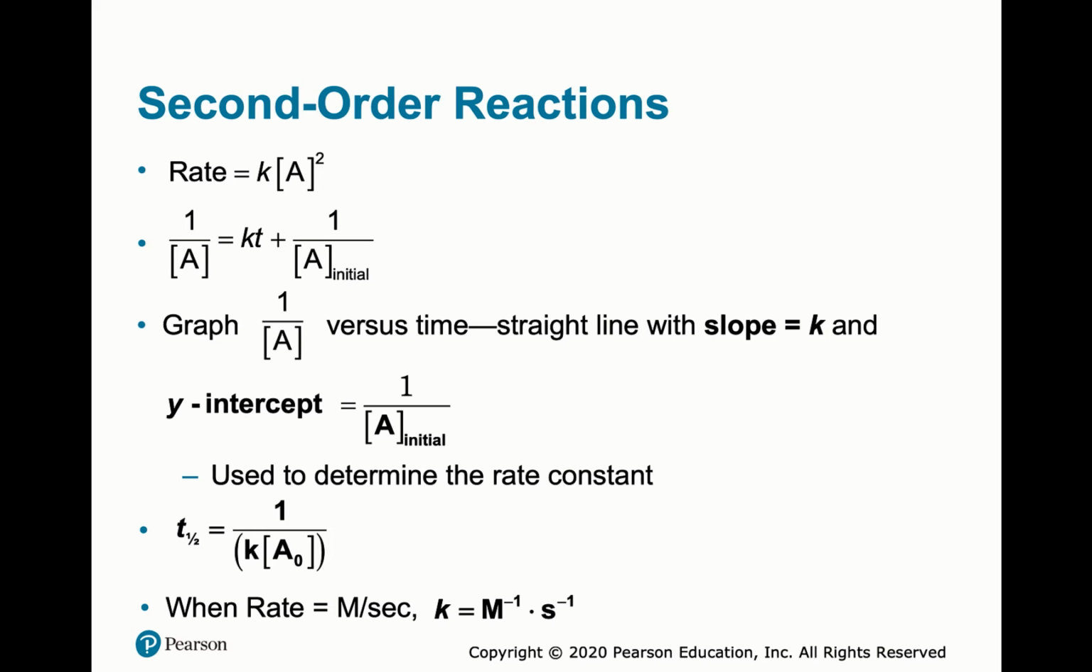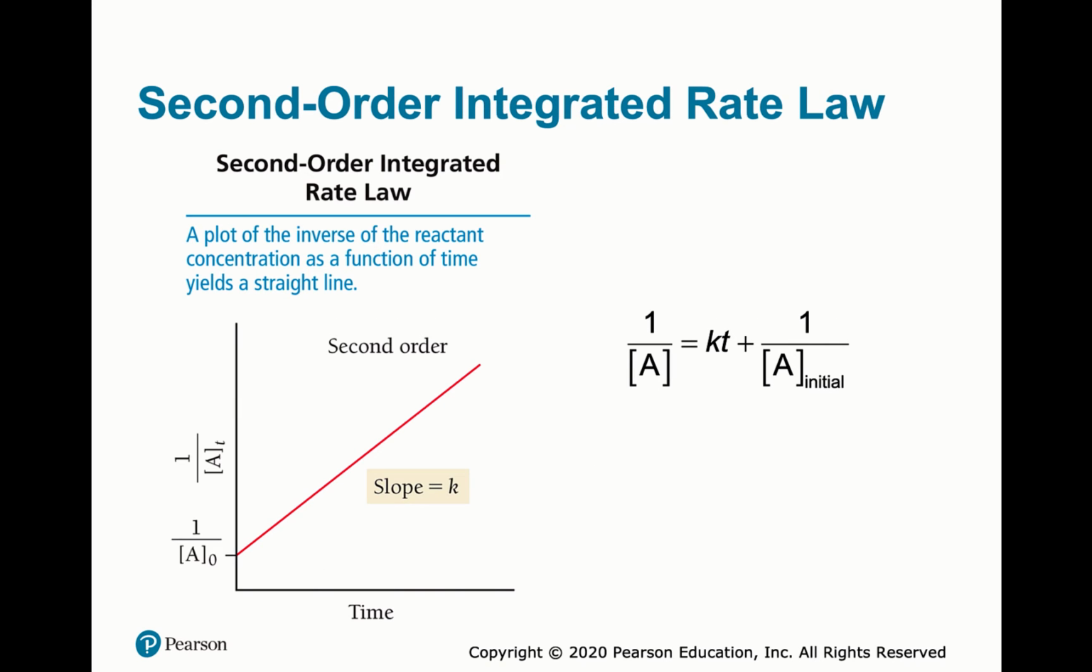And then you can have this on the half-life, we'll cover some half-life concepts later. The half-life is 1 over the rate constant times the initial concentration. So here's the second order, where the inverse of the concentration versus time is a slope.